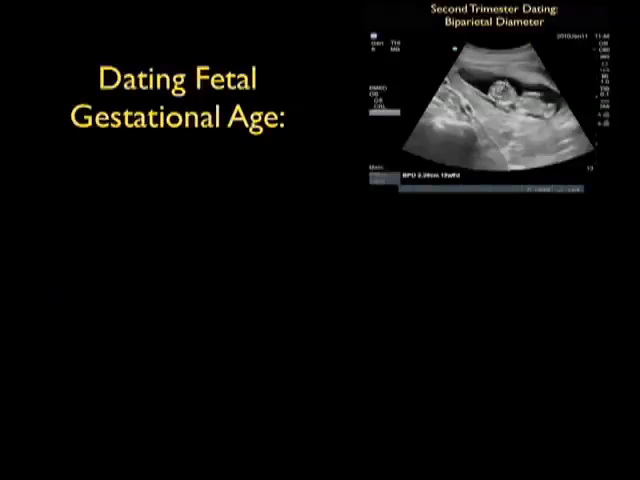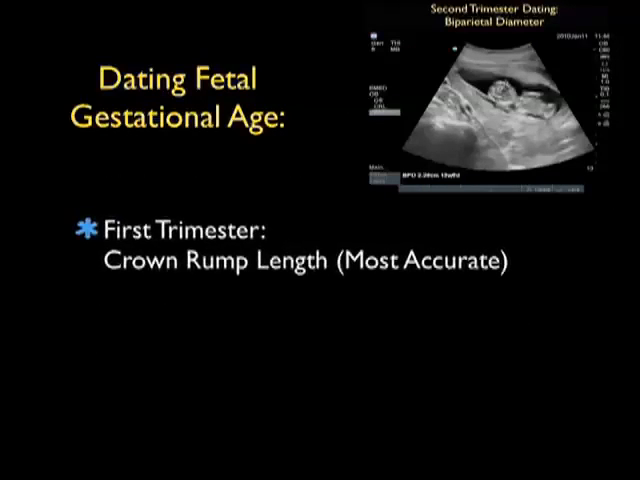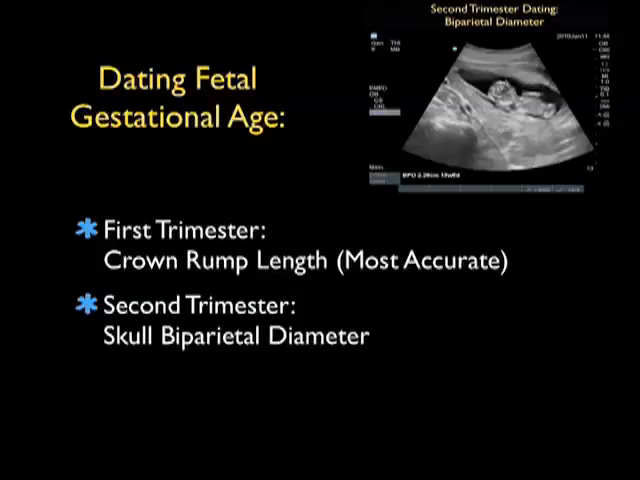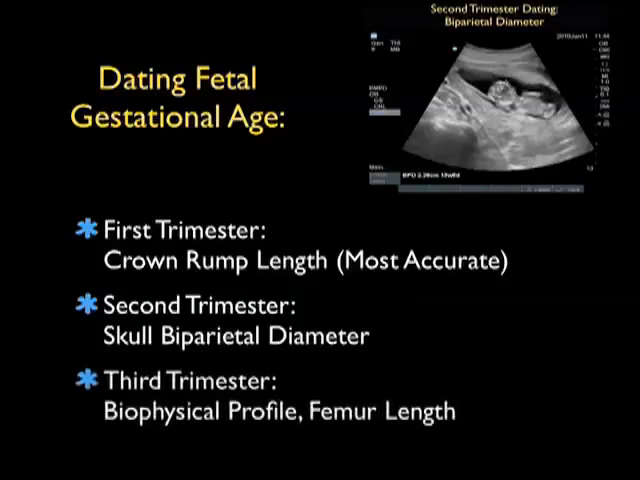The first concept that we'll focus on is dating fetal gestational age. Now, in the first trimester, we're going to use an assessment of the crown rump length. Interestingly, dating in the first trimester is actually probably the most accurate during all phases of pregnancy, as there's a difference in the growth curve as the fetus develops. In the second trimester, we'll measure the skull biparietal diameter, and in the third trimester, the dating is composed of a biophysical profile focusing on the femur length as well as other biophysical measurements.